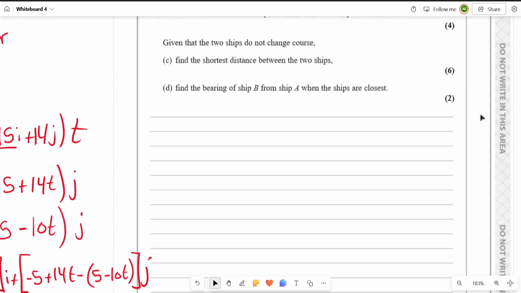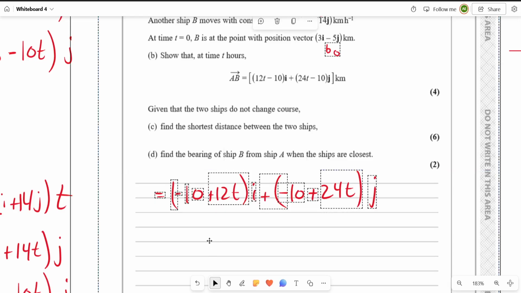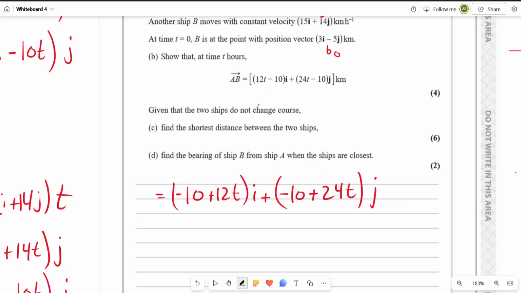Let's copy it and compare it to see if this is the same as what we were supposed to show. So in the i, we have the minus 10, plus 12t, we have a plus 12t. That is the i component. So till now we are correct. Over to the j, we have the 24t minus 10, minus 10 plus 24t. You can write them interchangeably. There are no issues. So we know that this is the correct answer.